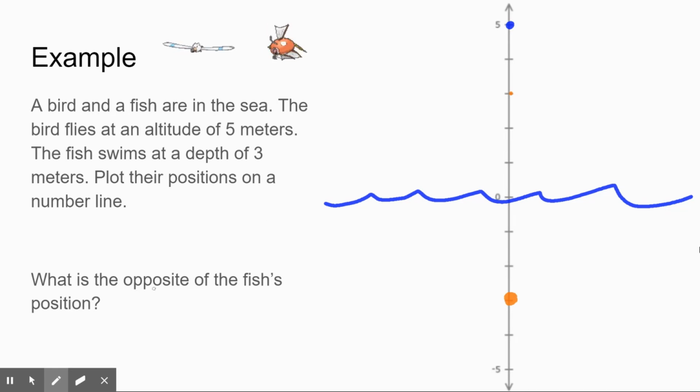As for finding the opposites, if we think about the opposite of the fish's position, we know that it is a distance of 1, 2, 3 from 0. So to find its opposite, we're going to continue going the other direction. And would you look at that, it's right where 3 would be on our number line. So the opposite of the fish's position would be 3 meters.